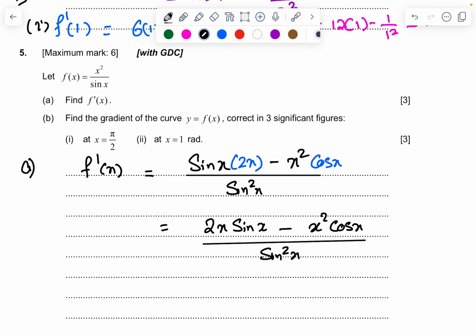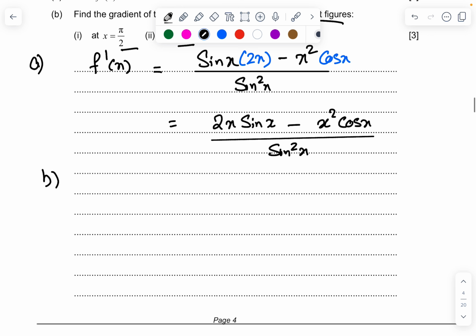Next, part B, find the gradient of the curve in 3 significant figures at pi by 2 and 1 radian. So at pi by 2 and 1 radian.